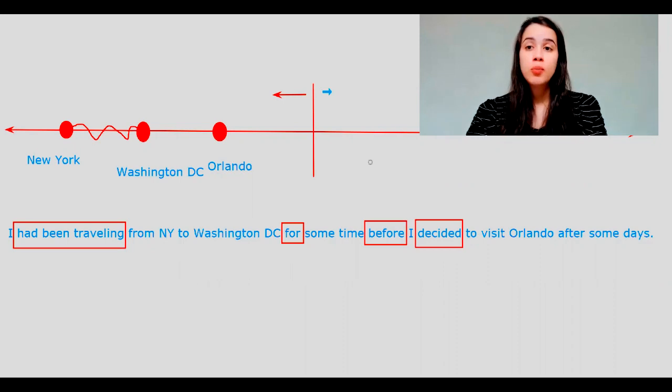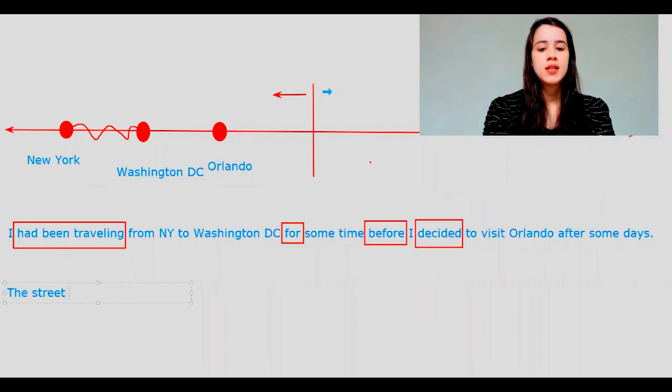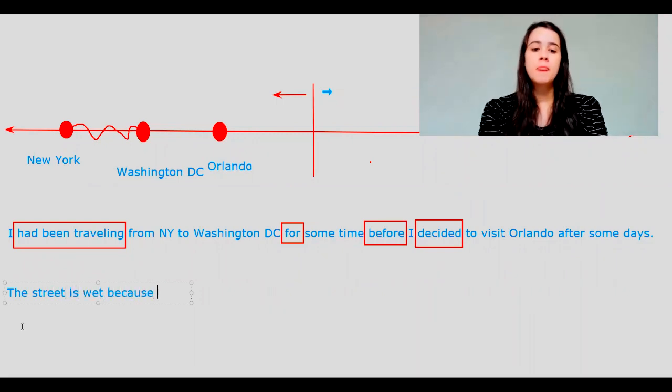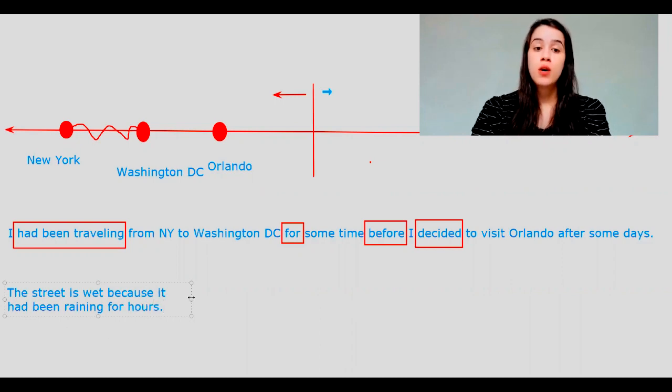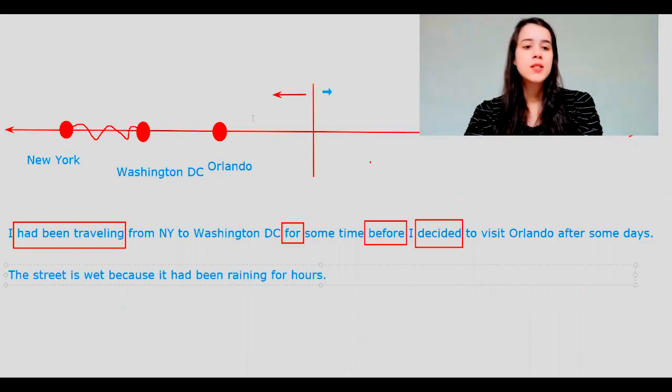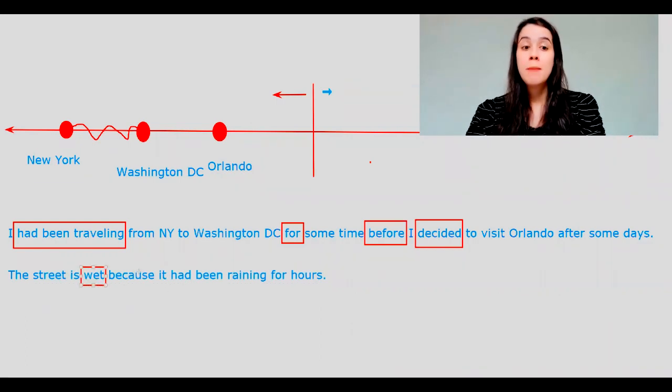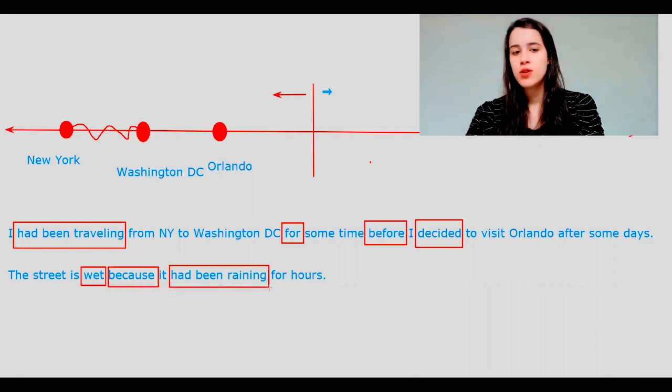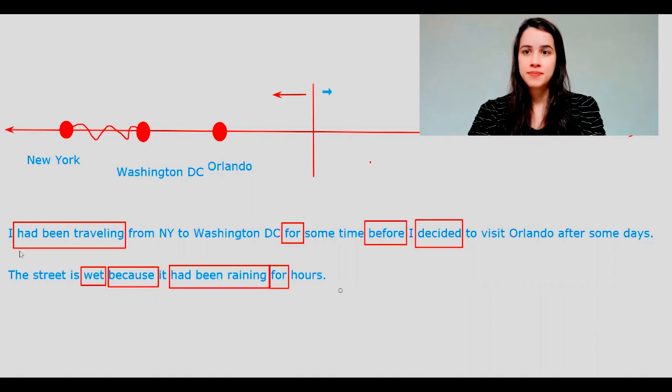We also have other possibilities of using the past perfect continuous. What are they? Showing cause and consequence. For example, if I say, oh, the street is wet because it had been raining for hours, for example. So I have here a consequence, and then I have because and the cause, okay? So here, the street is wet. This is the consequence. Because, so this is a connector, it had been raining for hours. So a progressive action in the past. So this is another example of past perfect continuous.